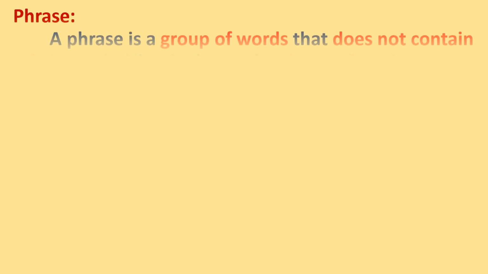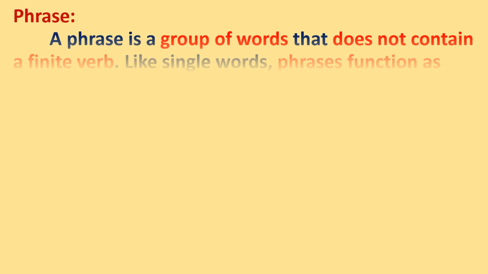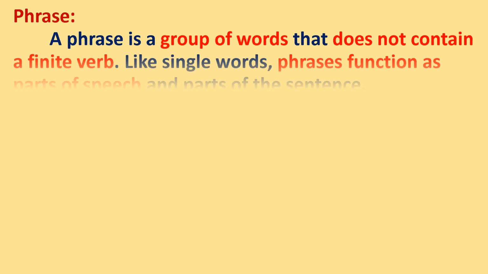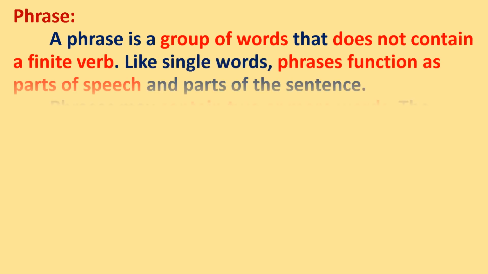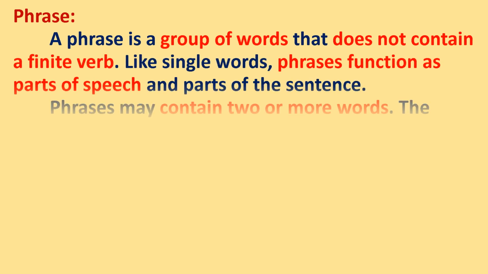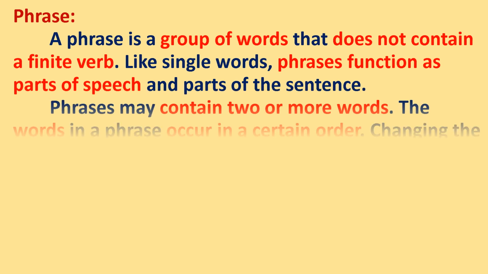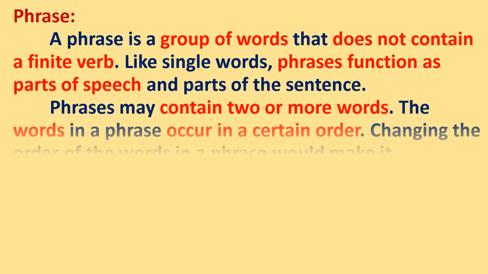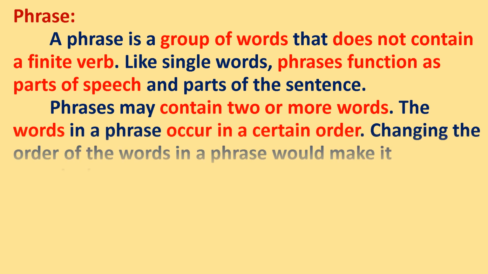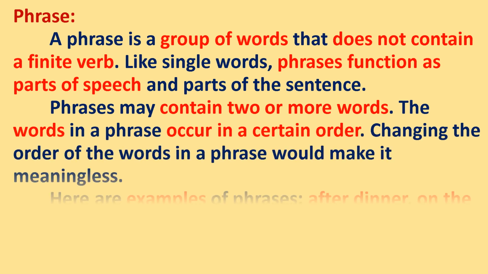Phrase. A phrase is a group of words that does not contain a finite verb. Like single words, phrases function as parts of speech and parts of the sentence. Phrases may contain two or more words. The words in a phrase occur in a certain order. Changing the order of the words in a phrase would make it meaningless.